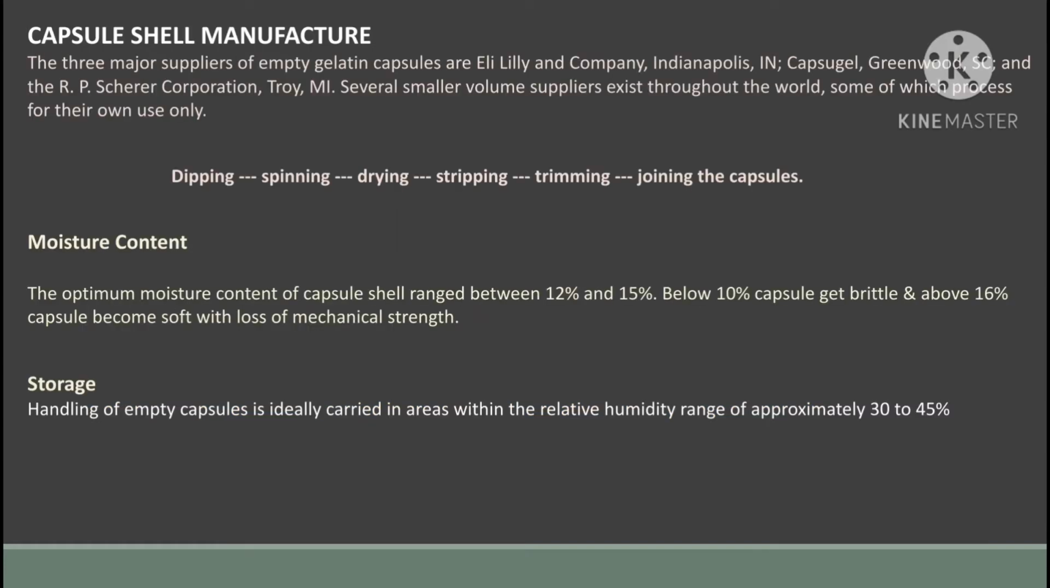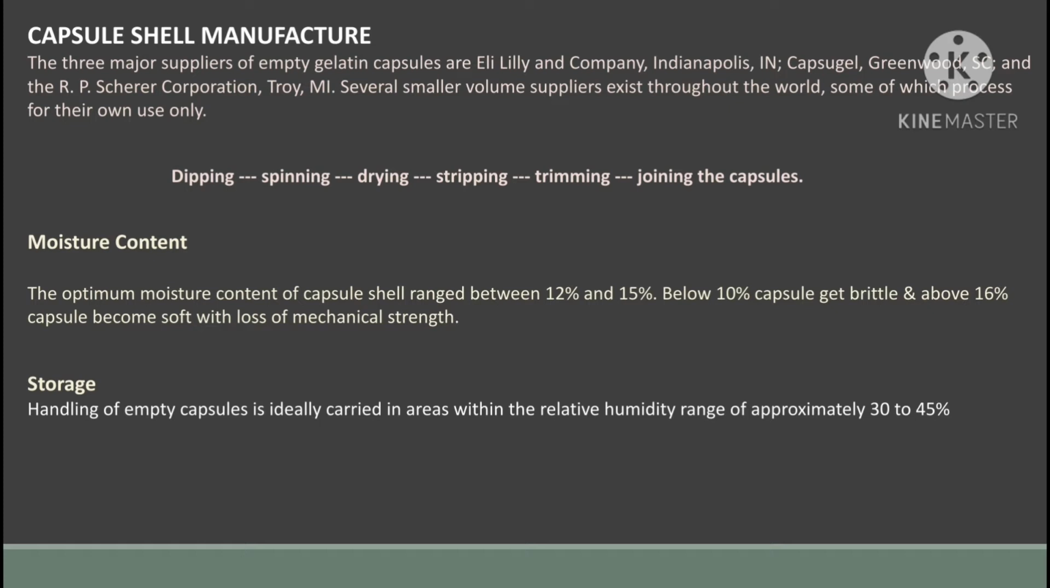Capsule shell manufacture. The three major suppliers of empty gelatin capsules are Eli Lilly, Capsugel, and R.P. Scherer Corporation, and there are several other smaller companies that supply empty gelatin capsules. The process of manufacture of empty gelatin capsules is dipping, spinning, drying, stripping, trimming, and joining.